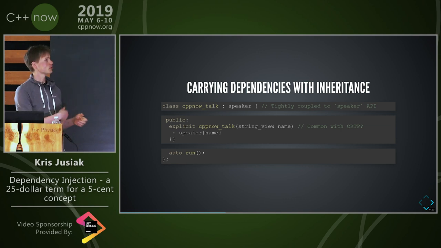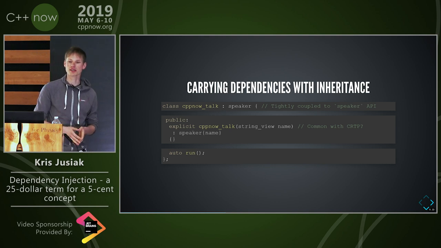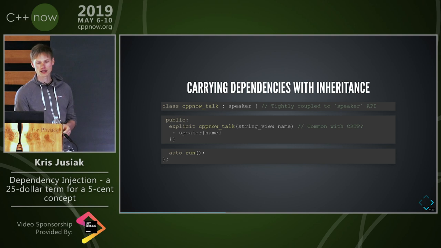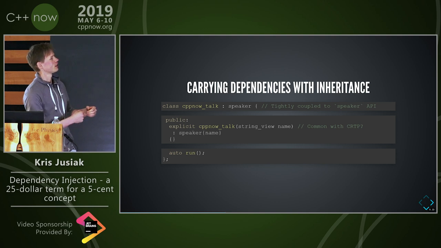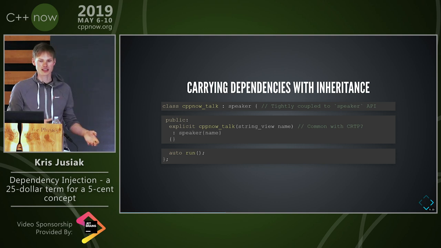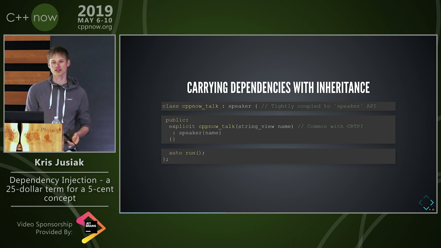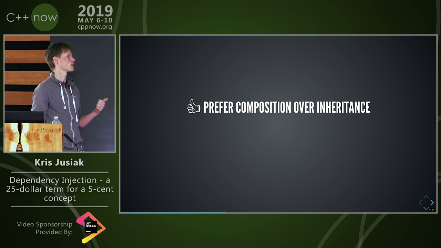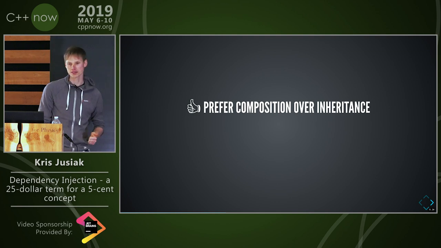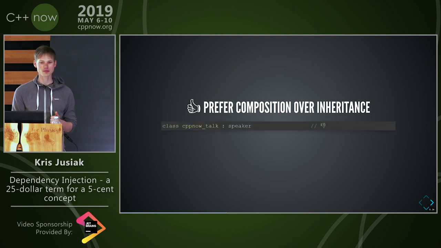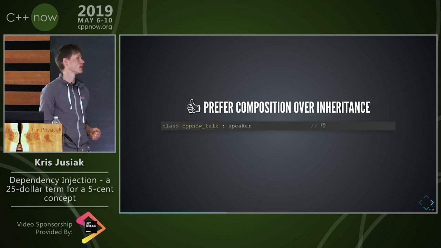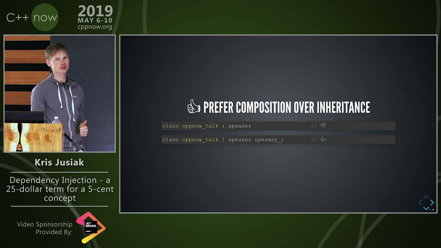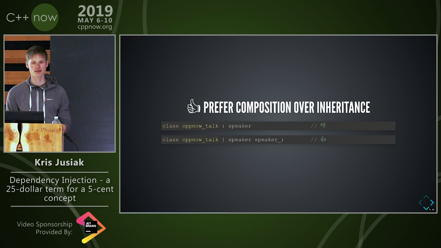But the problem is that we still rely on and couple to the speaker because of the API of the speaker. So we don't want to do that. And especially we don't want to collide with attendees if they have the same interface. So let's not follow that. As a rule of thumb, we always prefer composition over inheritance. So that's bad because we're coupled. That's good because we're less coupled.